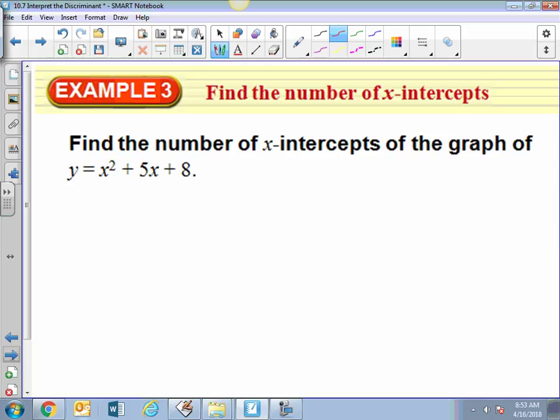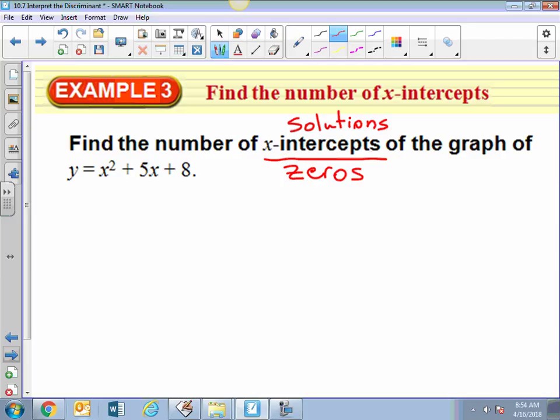Example 3, it says find the number of x-intercepts of the graph of y equals x squared plus 5x plus 8. So understand, x-intercepts are solutions. Okay, so essentially when you graph this, you were looking for solutions where it intersected the x-axis. Another way to say these is zeros. So those are three different things you're going to see throughout this book and really throughout Algebra 2 as well, and really in geometry as well. These are just the different things that these are called. So the solutions are called x-intercepts. They are also called zeros.